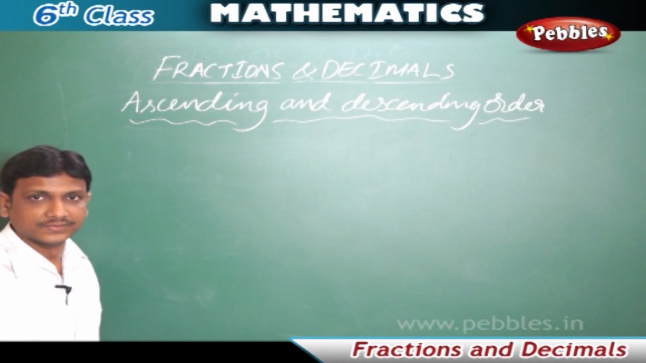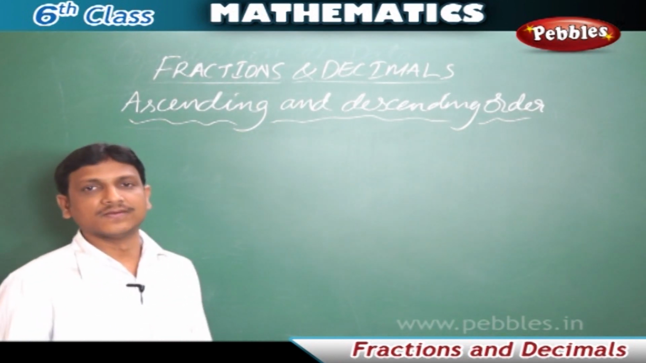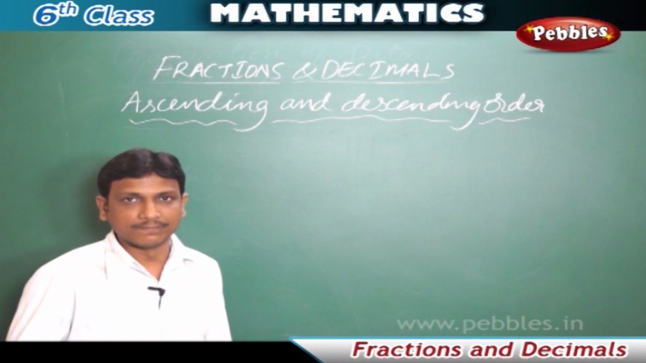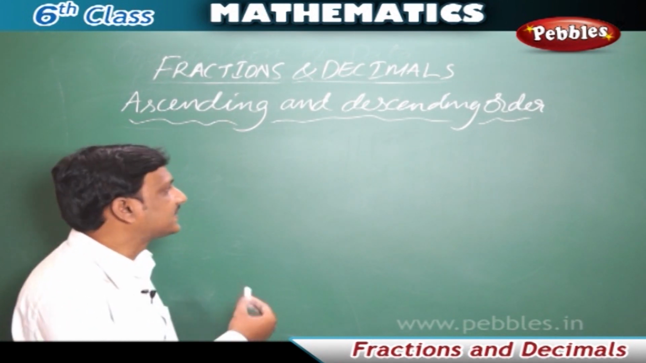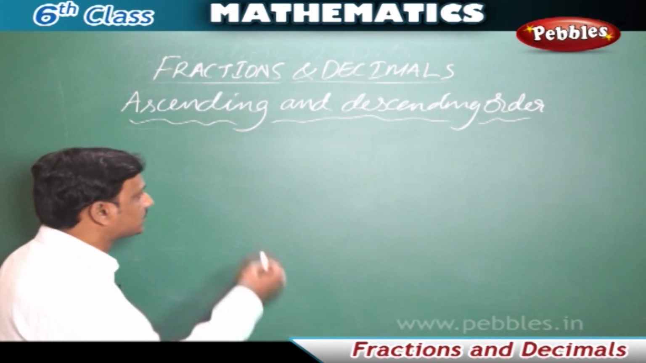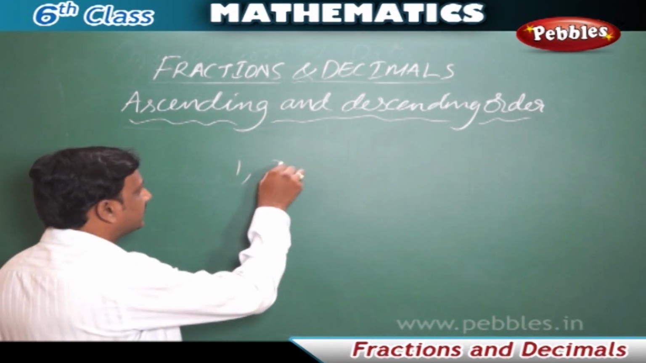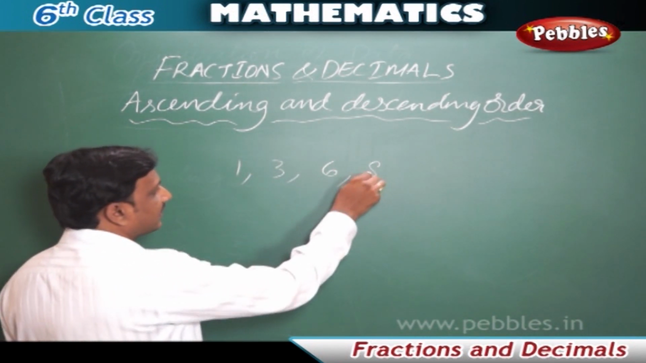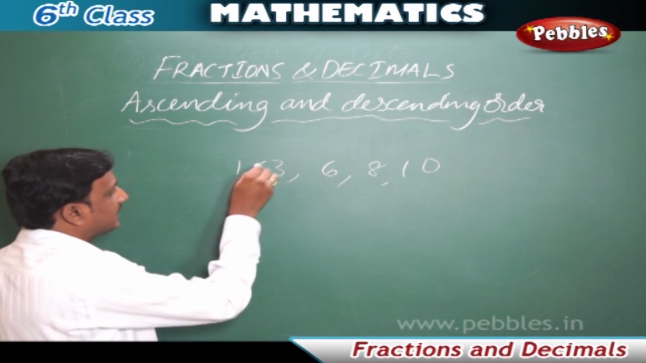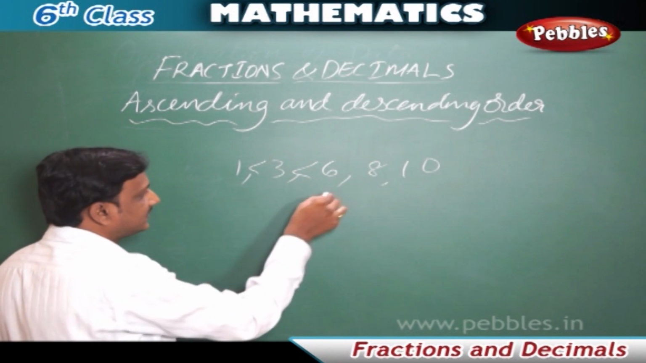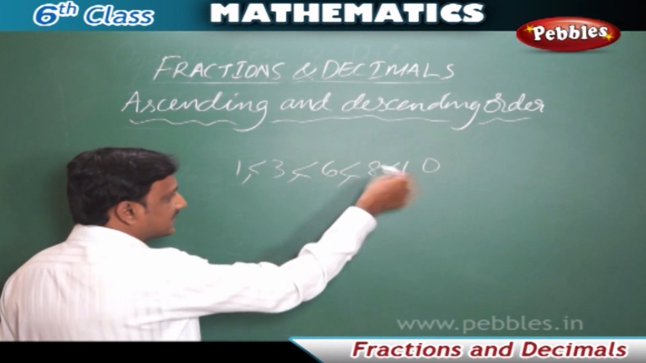Ascending and descending order. We know what is ascending and descending order. When we write the numbers from smaller to bigger, from left to right, we call it ascending order. That means it goes on increasing in value. 1, 3, 6, 8, 10. Now we say this is an ascending order because 1 is less than 3, 3 is less than 6, 6 is less than 8, 8 is less than 10.